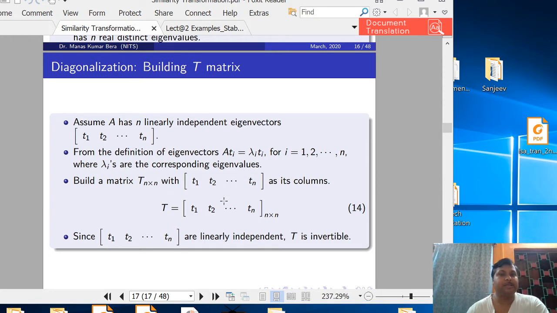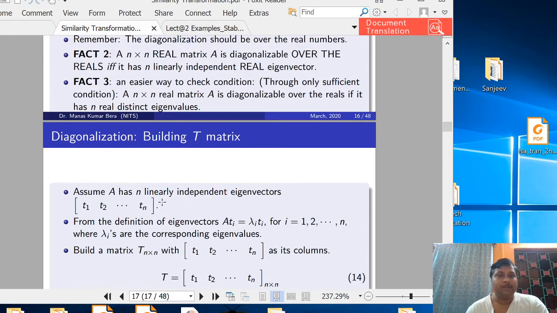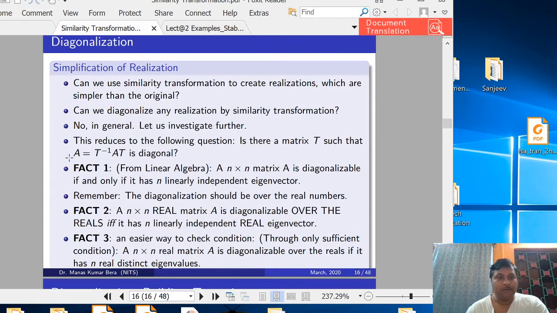This is the very important thing you have to remember, because the T matrix, the transformation matrix that you are going to build, has one key property: it must be invertible. Otherwise you cannot find the A bar by the relation T inverse AT.